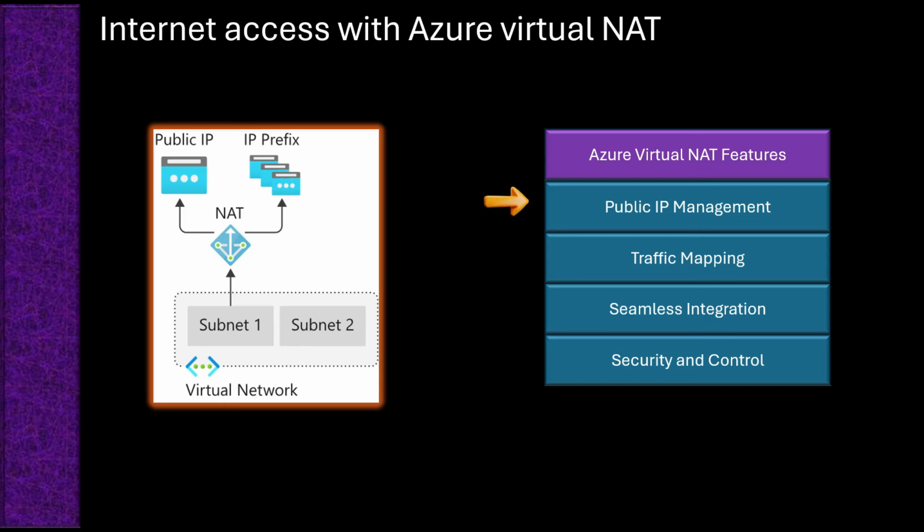You can use a single public IP address or an entire public IP prefix. You can distribute public IP addresses across multiple NAT gateways to handle varying traffic loads. Port-based NAT, which is PAT, maps multiple internal connections to a single public IP using different ports. Each public IP can handle up to 64,000 concurrent flows, and a NAT gateway can support up to 16 public IP addresses. This helps accommodate dynamic and large scale workloads.